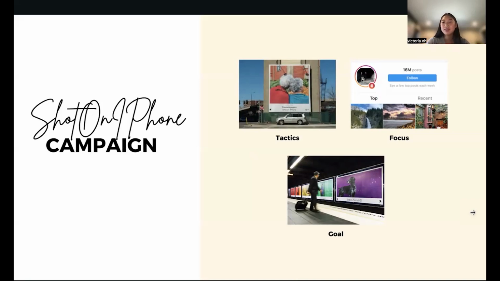Some of these terms might be unfamiliar, so let me explain. User-generated content means, in this context, photos taken by iPhone users that were featured globally. And product demonstration is an emphasis on the iPhone's camera quality and showcasing this high quality camera. An omni-channel presence means that this campaign appeared on billboards and social media. This was not only in person, but also online across the globe.